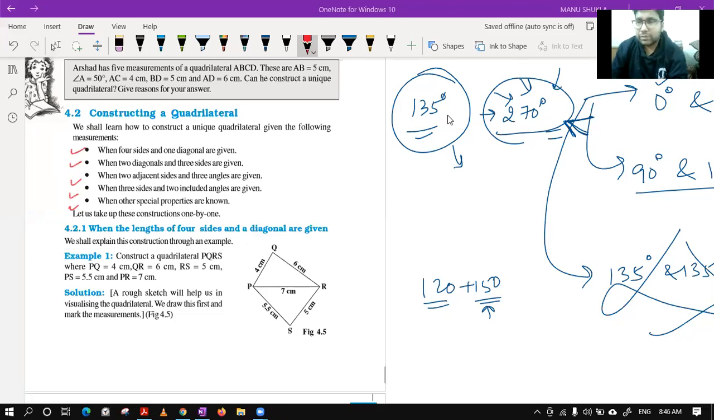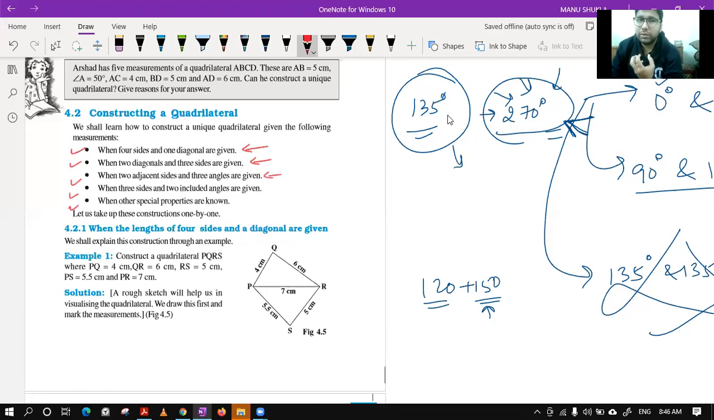Now, the first case that we have to do is when four sides and one diagonal are given. The second case is when two diagonals and three sides are given to you. The third case is when two adjacent sides and three angles are given.